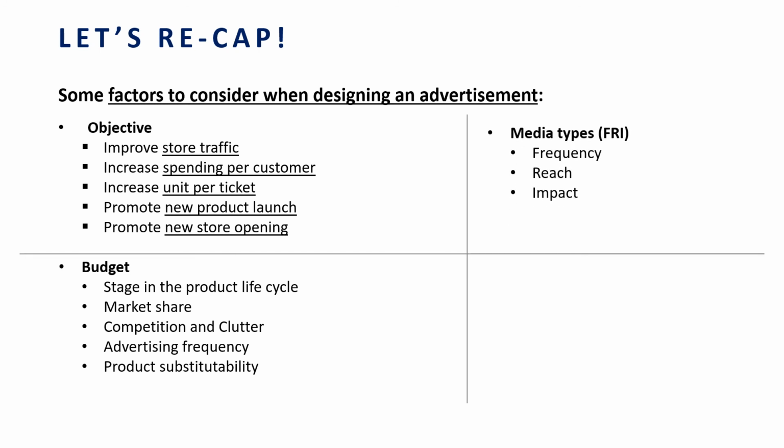The next is media types, which you have understood today. Here the 3 things we have learned: the frequency, the reach, and the impact. The fourth is the message. Message must capture the target market's attention and interest. So these are the 4 factors which we have studied in the last class and in today's class. And also with the help of that advertisement example, you have got an idea. So that's all.